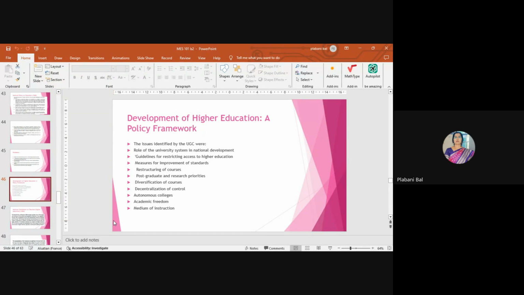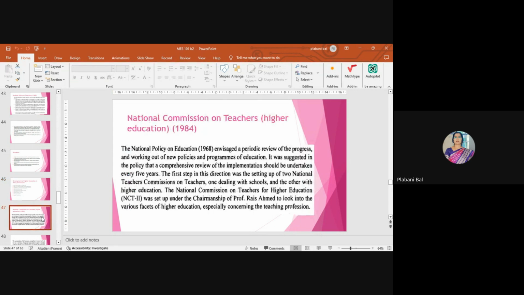What are the reasons? What is prevailing now, and what was there in the policy of 1948, 1964, 68? Then what were the lacunas there? Whether these problems are solved till now or not, you have to reflect by yourself. Then after 78, what happened in 1984?